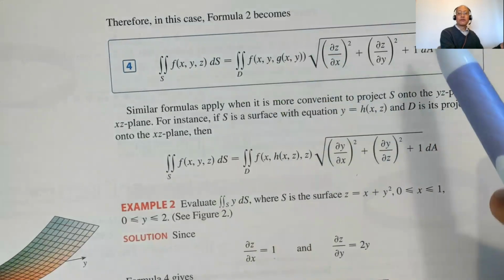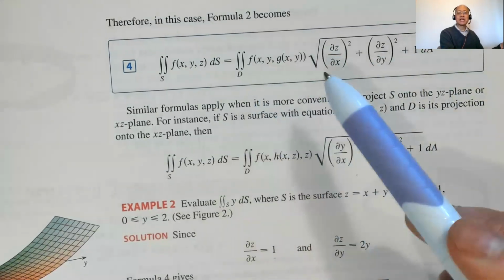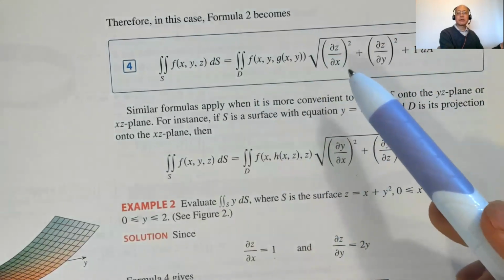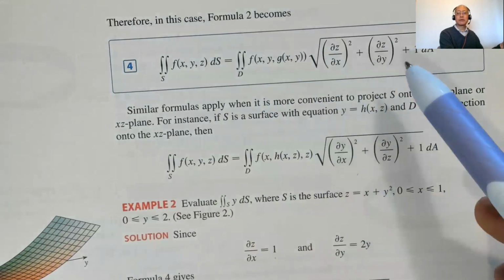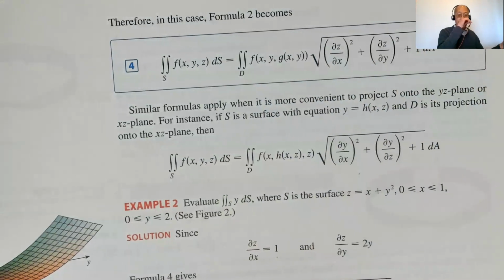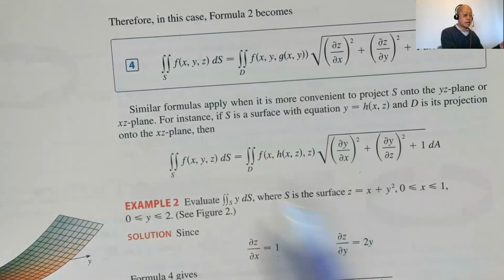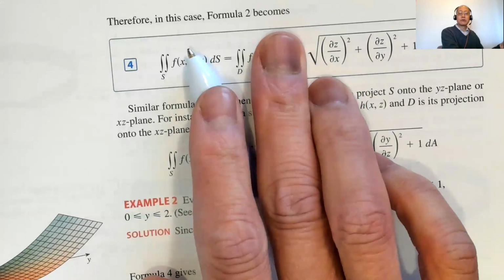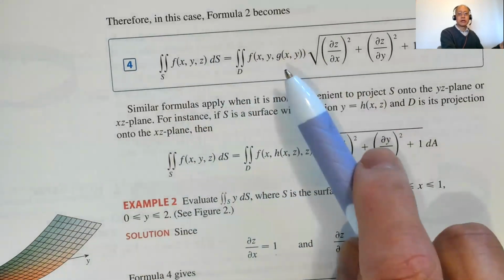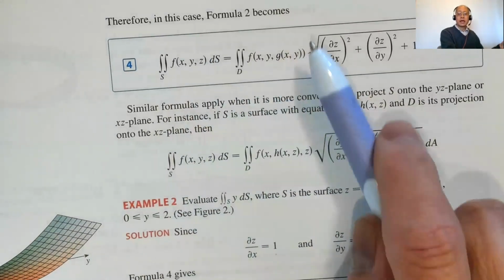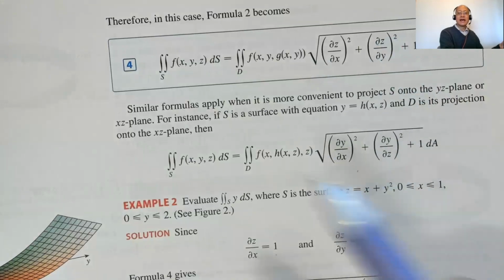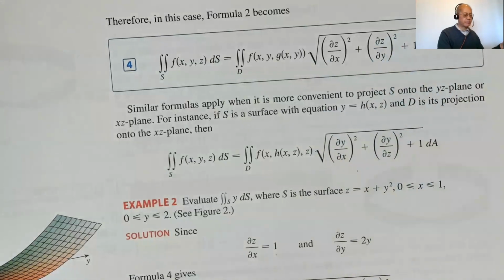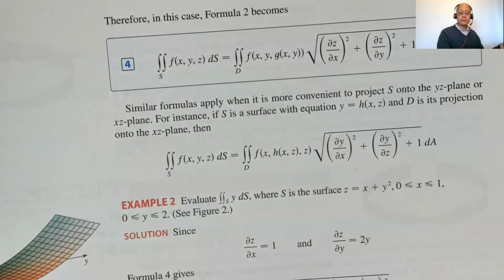And then the formula for dS that we had in the last section, square root of partial with respect to x squared plus partial with respect to y squared plus 1 dA. Now, last section we were doing surface area, where all you had was this part. But now we're doing a surface integral, so you're integrating some function. And then on top of that, dS, which is all this stuff here. Okay, so we might have that.